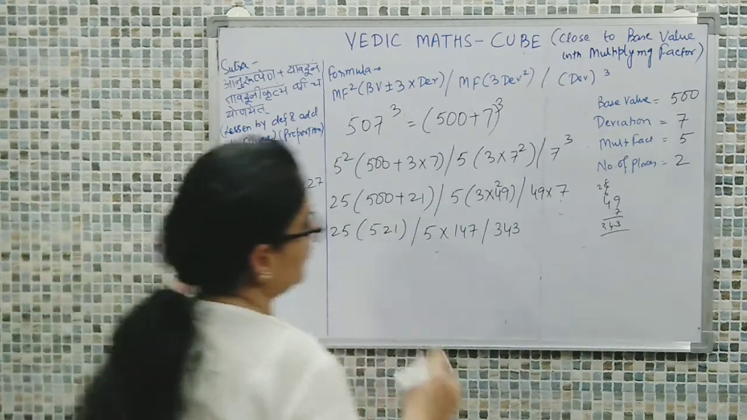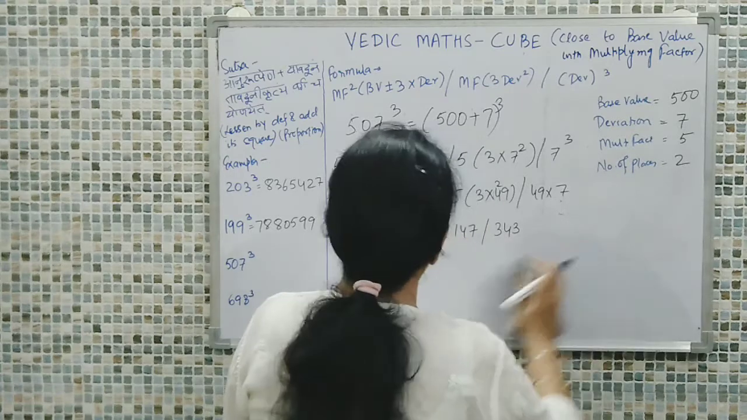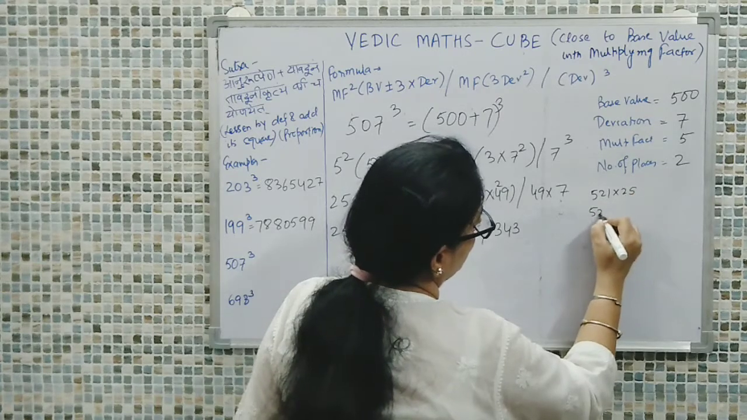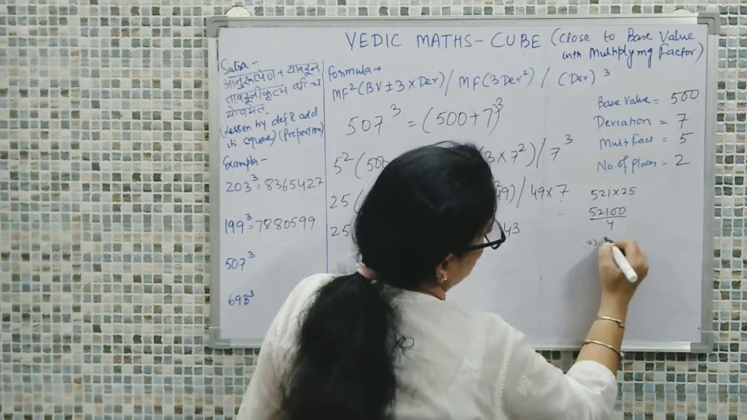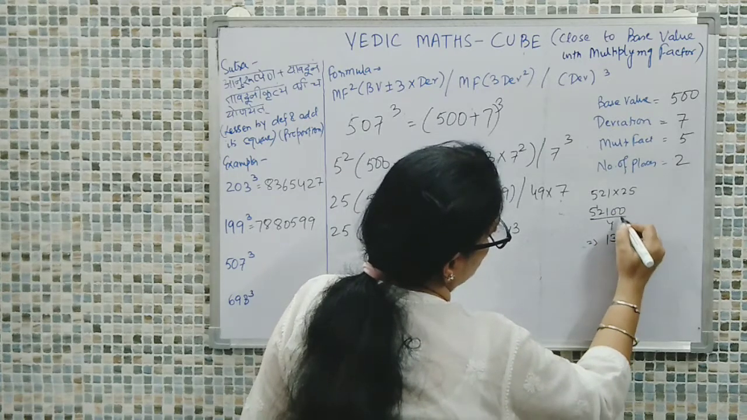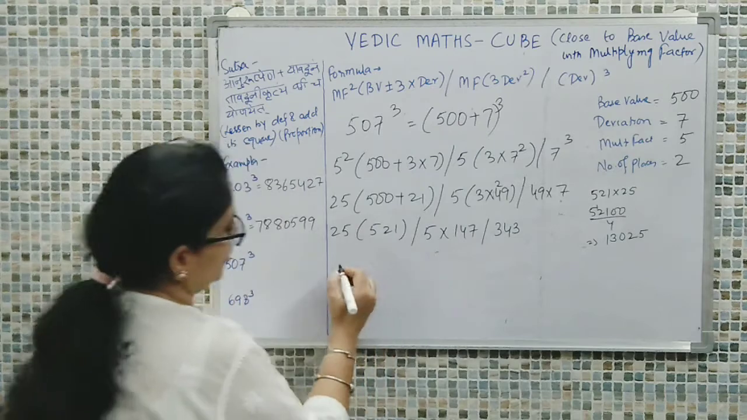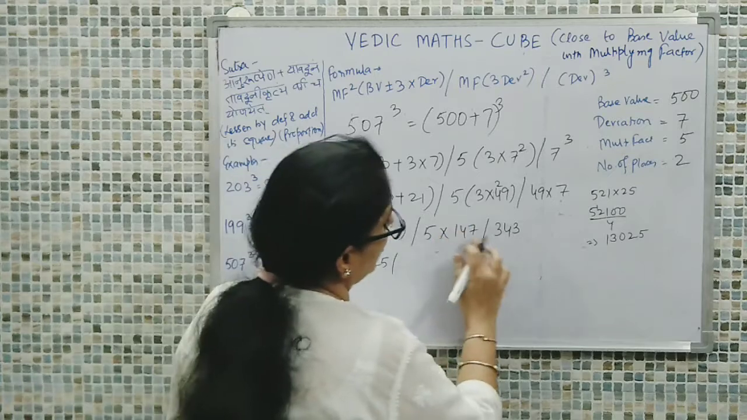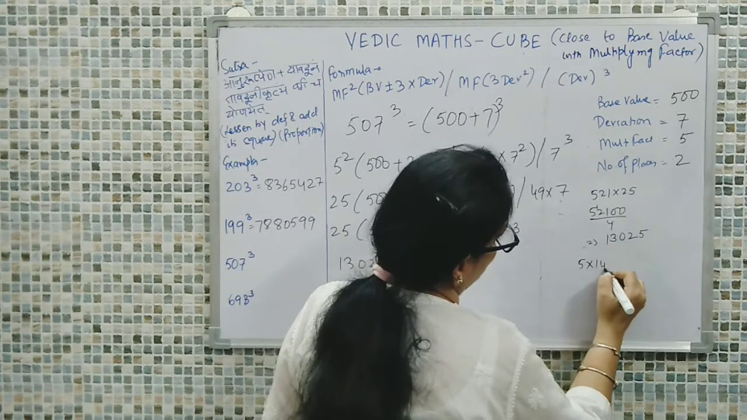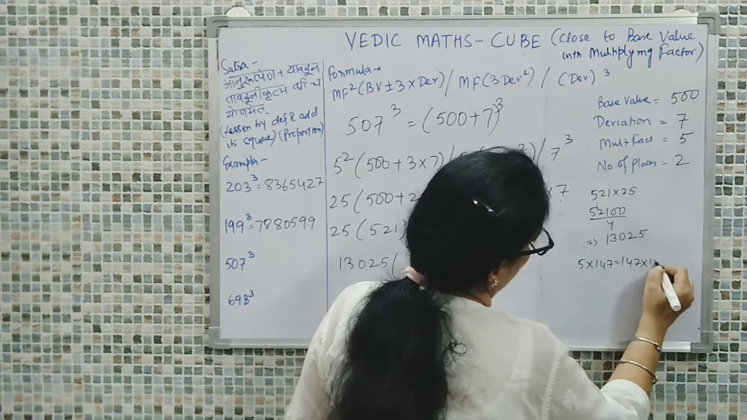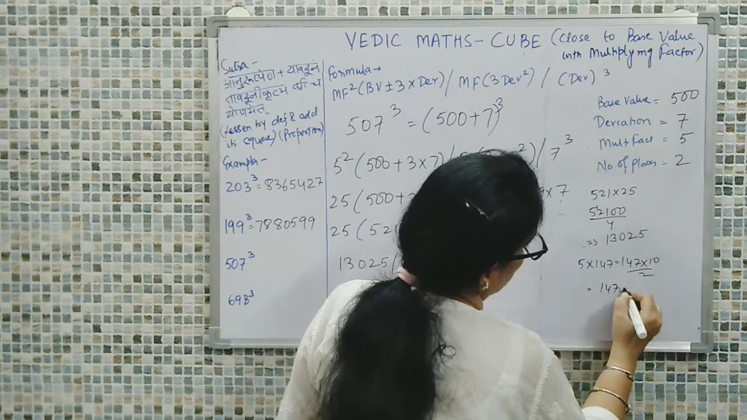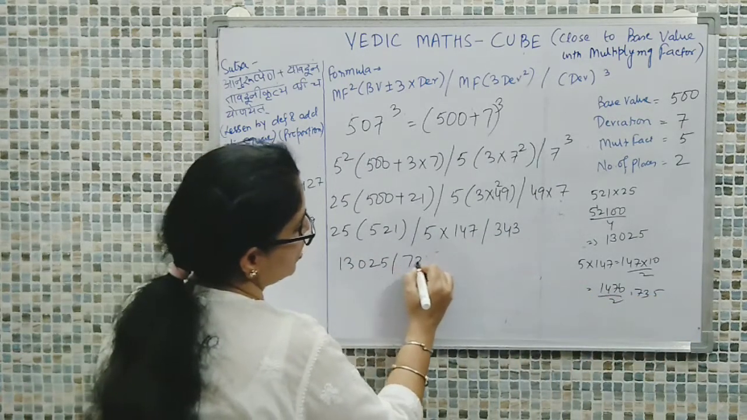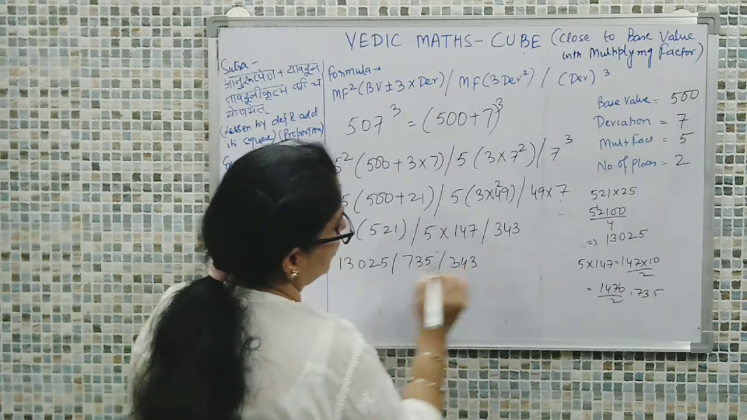Now proceeding further, we have to multiply 521 into 25. So that can be written as 52100 divided by 4. We have 4 ones are 4, 4 threes are 12, 4 twos are 8, and 4 fives are 20. So this is 13025. This is 5 into 147. So 5 into 147 can be written as 147 into 10 upon 2. So that is 1470 by 2, that is 735. And 343.